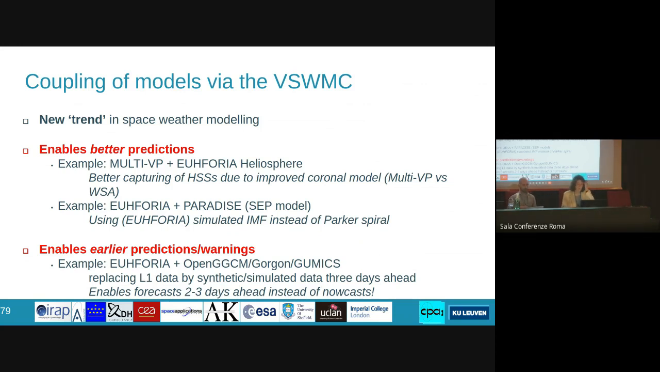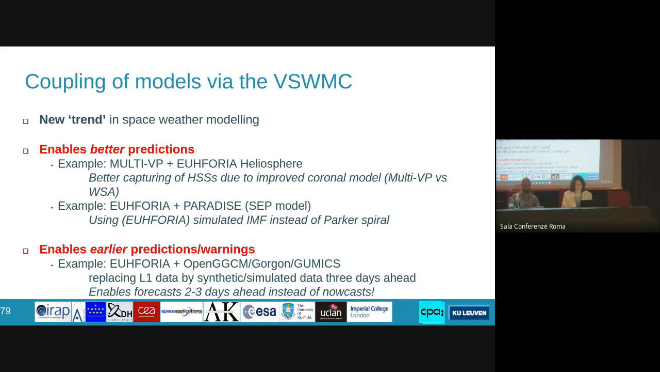That was default, and that is the kind of K-Leuven product. So, or if you use the EUHFORIA and Paradise, which is the solar energetic particle tool, you can use the EUHFORIA simulated interplanetary magnetic field instead of Parker spiral, and you get much better results. So with these different possibilities, you actually get better predictions.